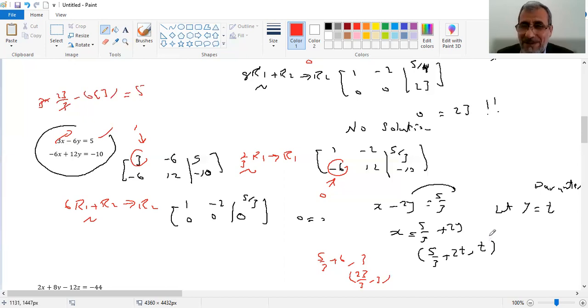I stop this part at this problem. Next part, I'm going to talk about systems that are not 2 by 2. Maybe we have 3 variables with 3 equations, or 3 variables with 2 equations.